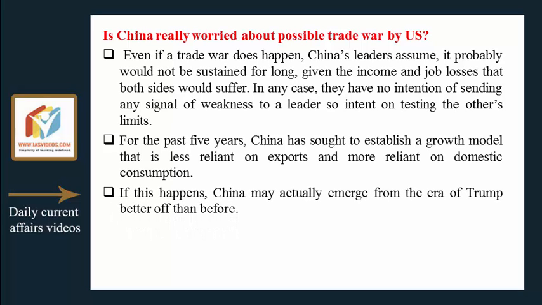If this happens, China may actually emerge from the era of Trump better off than before.